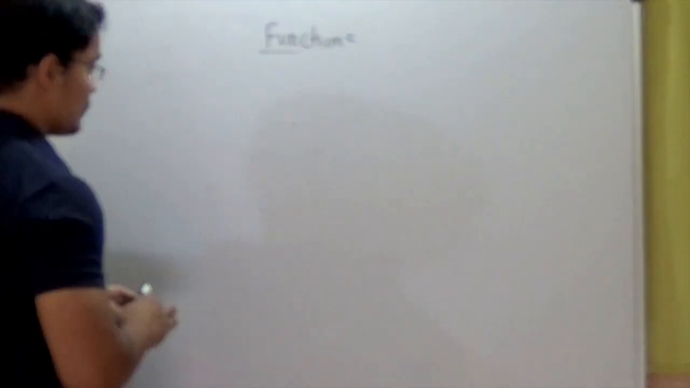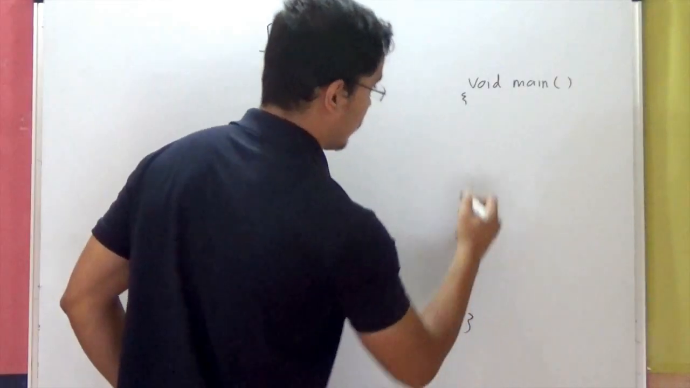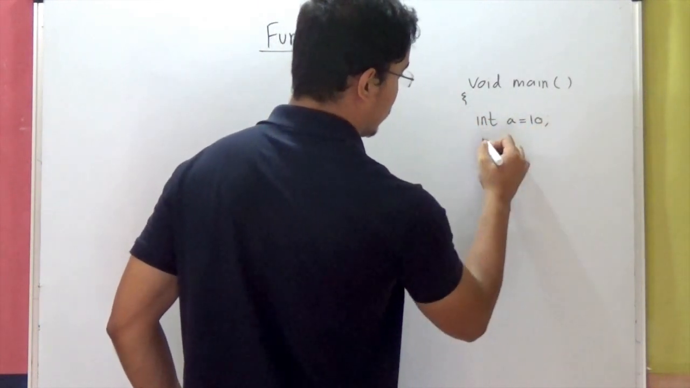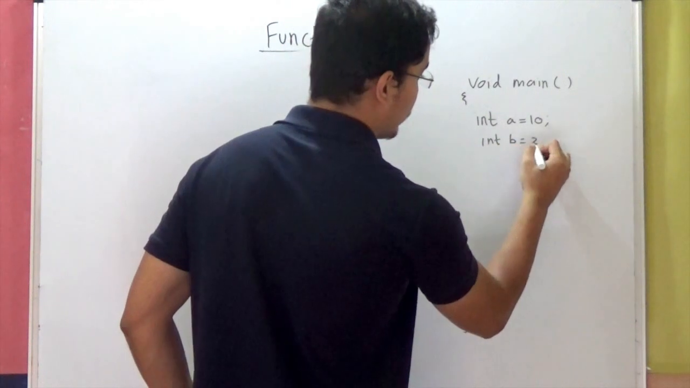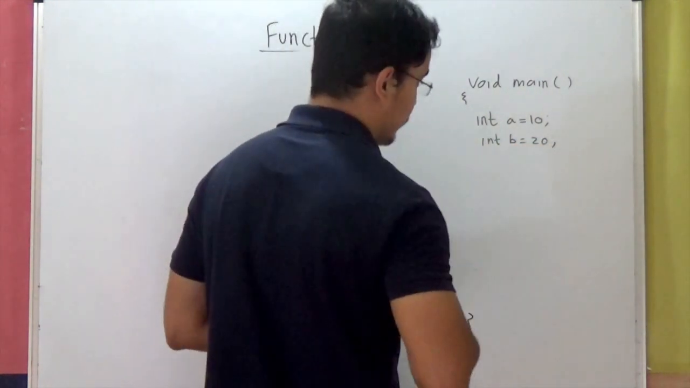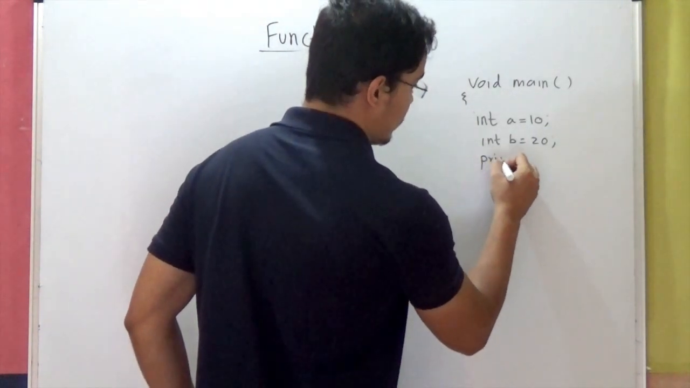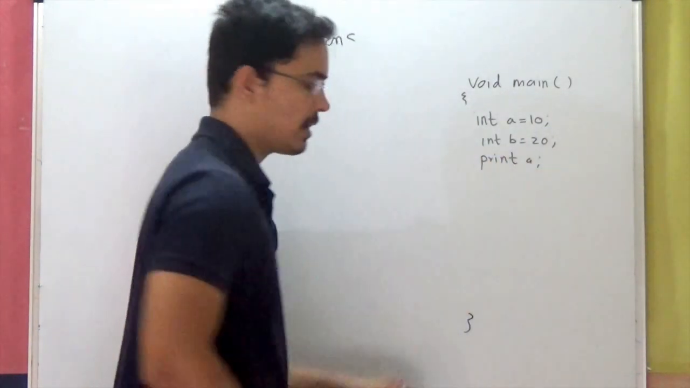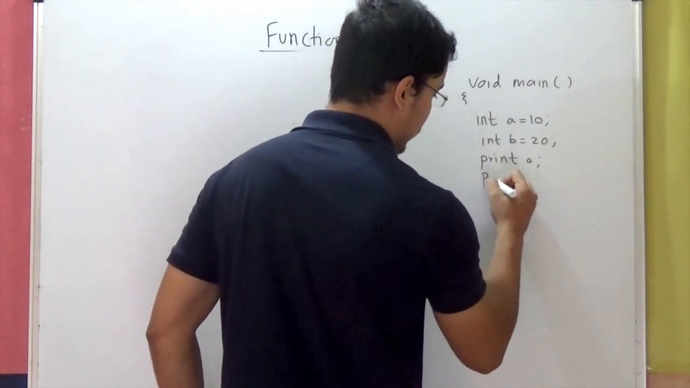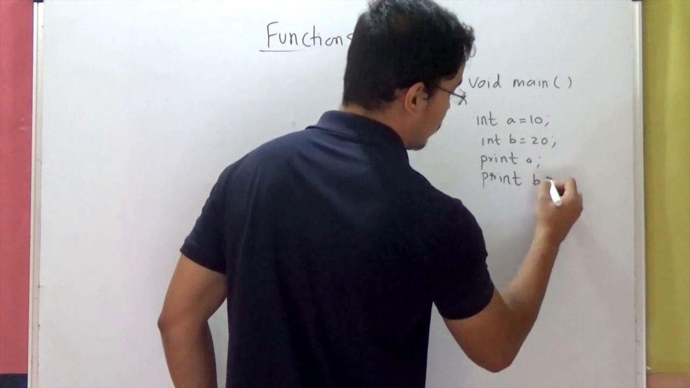So this is my main. I will have two integers, a equal to 10, integer b equal to 20, right? Then I will say print a. So I'm writing pseudocode. It's basically printf %d a. You know that, right? Then I'll say print b.